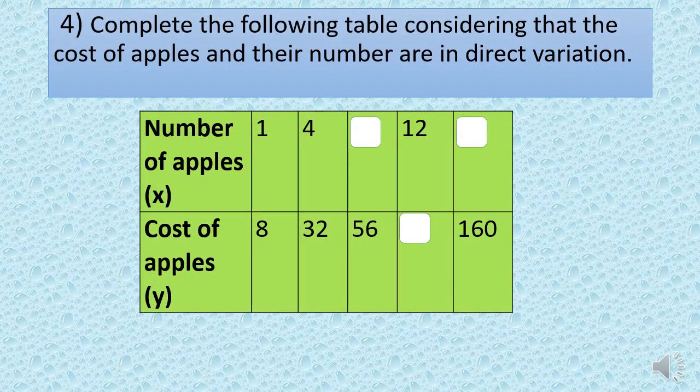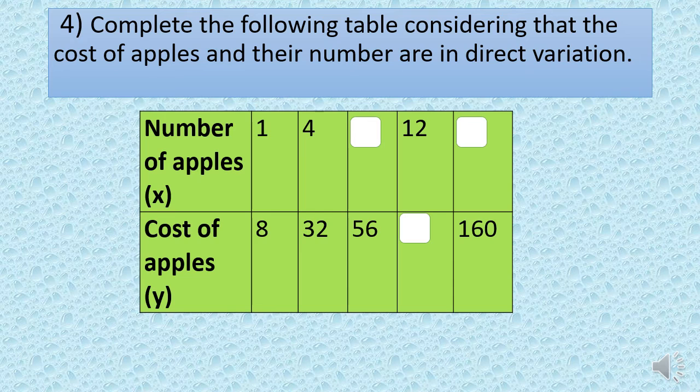Now look at this question. Complete the following table considering that the cost of apples and their number are in direct variation. So here also it is clearly given that cost of apples and number of apples are in direct variation. Let us see the table. Number of apples we will take as x and cost of apples we will take as y. So what is given? If number of apples is 1, the cost is 8. So the cost of 1 apple is 8.